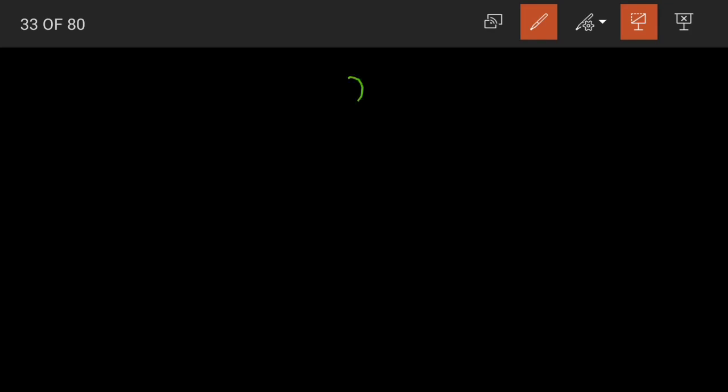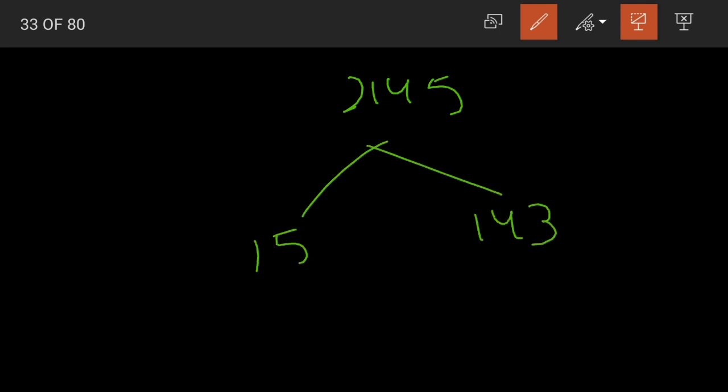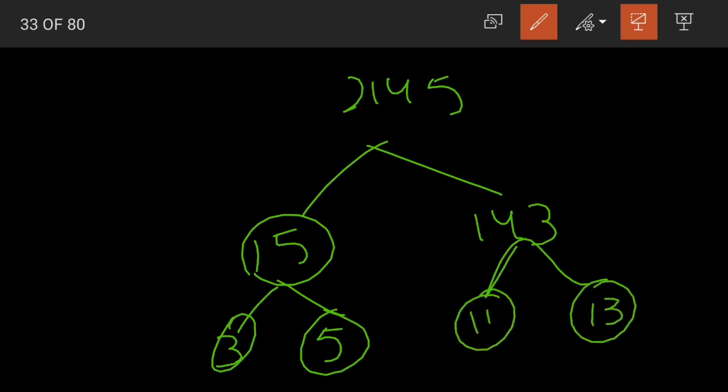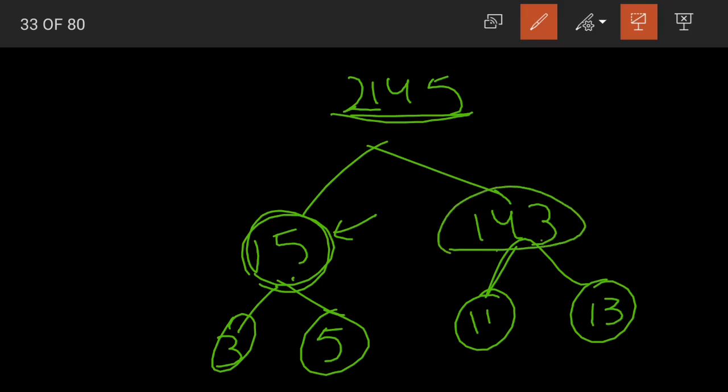What did we get from this? 2145 is nothing but 15 into 143. Now what is the prime factorization for this? 15 is 3 into 5. Now how will we get 143? 11 into 13. Okay children, what did we do? We were having one of the factors, and to find out the other factor, we divided the given number by our factor, and then we got our other factor.